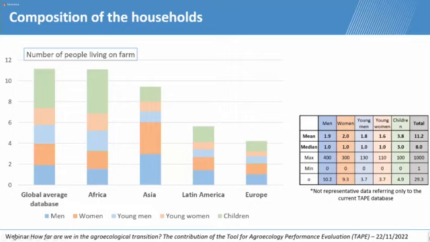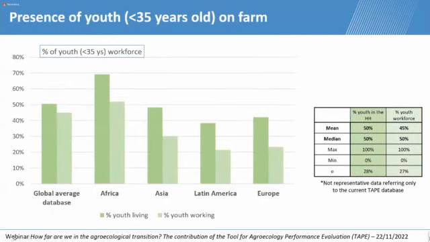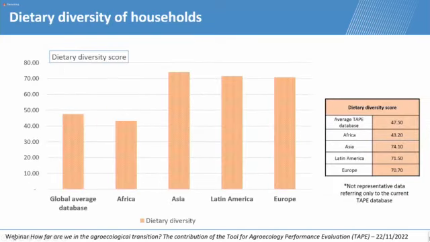But for example, here, with gender-disaggregated data and age-disaggregated data, we can know what is the importance of the women's workforce on farm and the presence of women on farm, or the presence of youth on farm. Here you can see how crucial the presence of youth is for sustainable agriculture in Africa, for example. And of course, we also have other data that describe the type of production system. For example, we can know what is the percentage of households that raise livestock, or what is the dietary diversity score for each of the farms assessed. So here we are already entering the presentation of the results for step 1 and step 2. So I will leave the floor to my colleague Anne to continue this presentation.